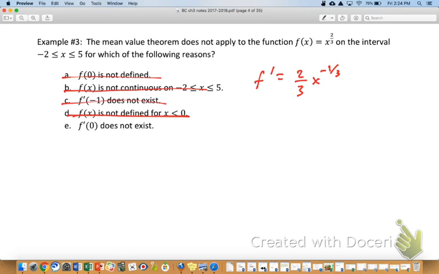Okay, so that leaves us with E. And I think you can see that E is true because if you did try to plug a 0 in for that F prime that I have up there, do you see how you'd get a 0 in the denominator? And you can't have that. That's right. Very true.